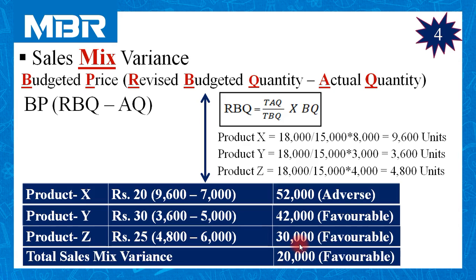Total sales mix variance: 42,000 favorable plus 30,000 favorable equals 72,000 favorable, minus adverse 52,000. So 20,000, and the mathematical sign is not important. We need to interpret it as either favorable or adverse. So your final result for mix variance is rupees 20,000 favorable. With this, our mix variance comes to an end.